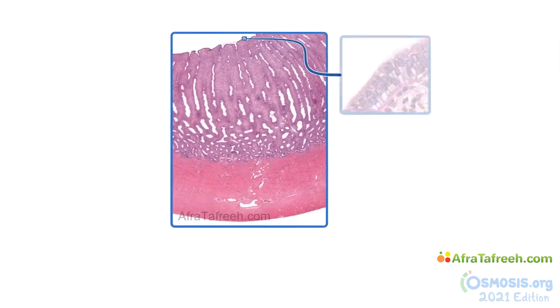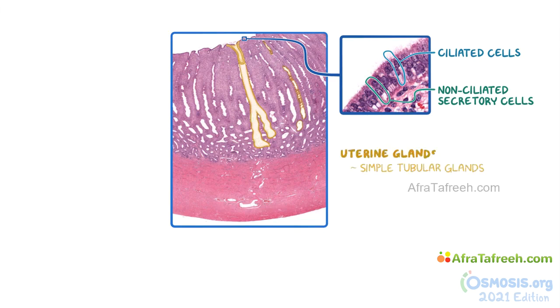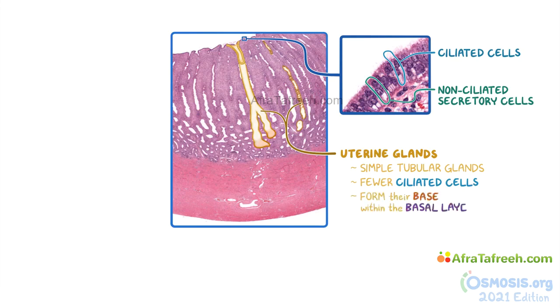The functional layer's simple columnar epithelium consists of both ciliated cells and non-ciliated secretory cells. During the menstrual cycle, the epithelium invaginates to form simple tubular glands called uterine glands, although the glands contain fewer ciliated cells compared to the surface epithelium. These glands extend through the functional layer and form their base within the basal layer of the mucosa. The uterine glands produce a fluid rich in glycogen, which helps support the development of an embryo.